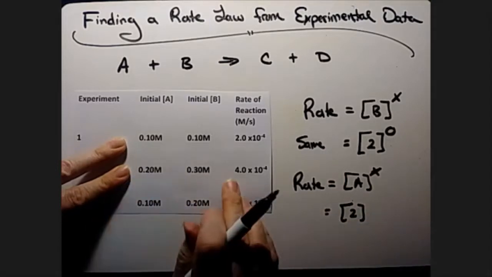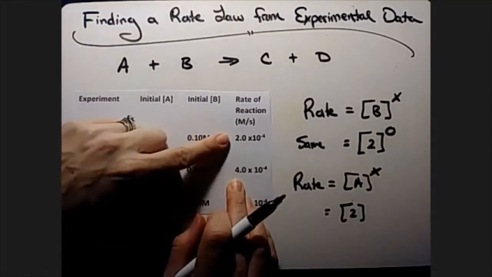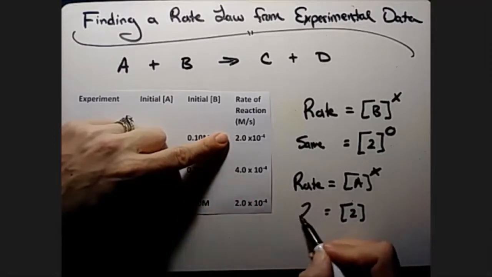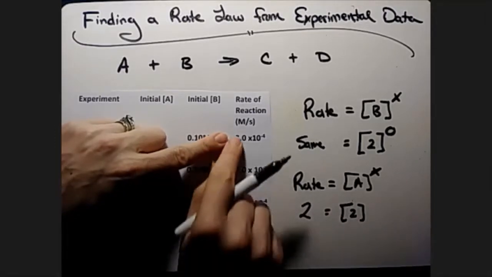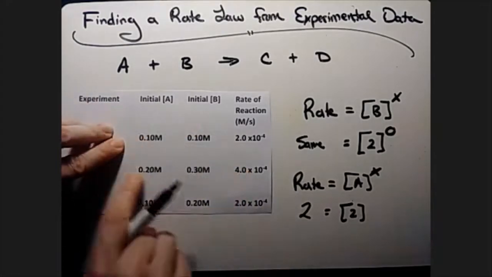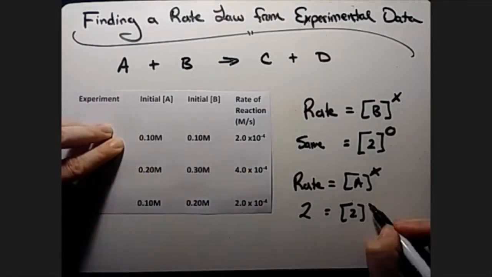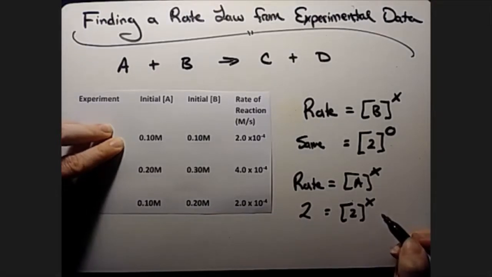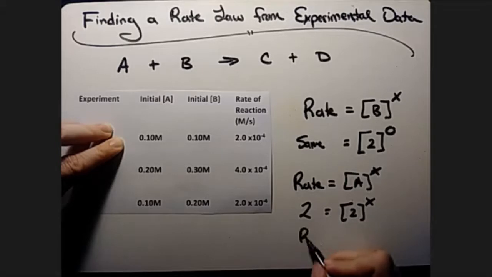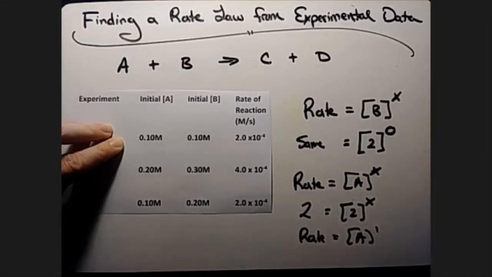And let's look at what happens to my rate. It looks like here my rate doubles. So I'm going to put a 2 in for my rate as well, because my rate doubles when my concentration doubles. So mathematically, we're looking for what is the only exponent that holds this mathematical statement true, and that has to be a 1. So rate equals the concentration of A to the first.